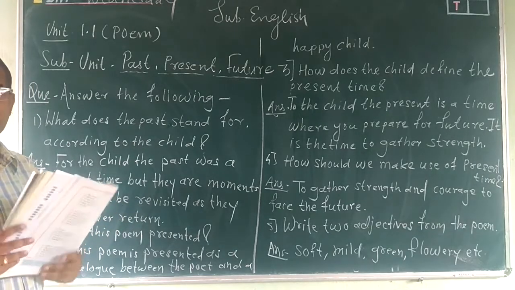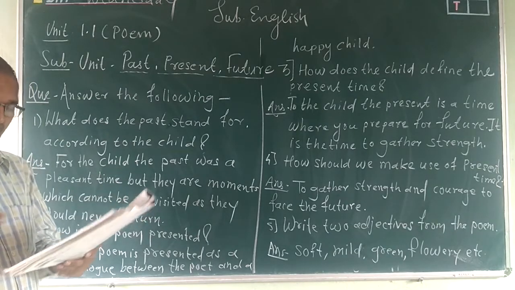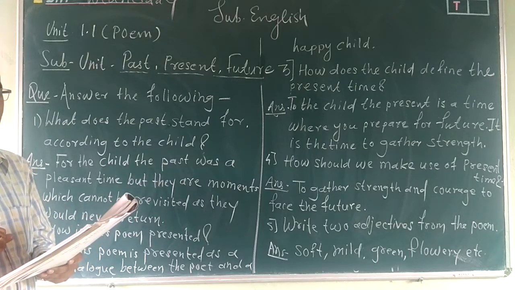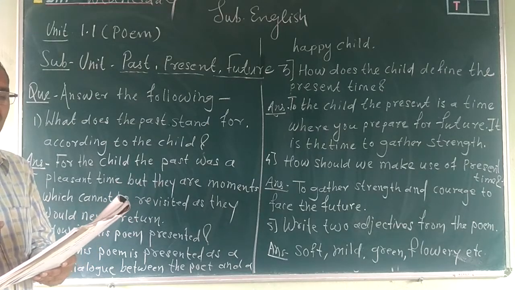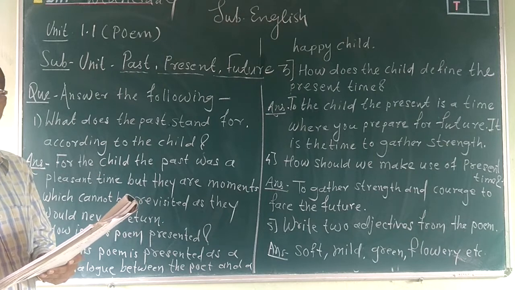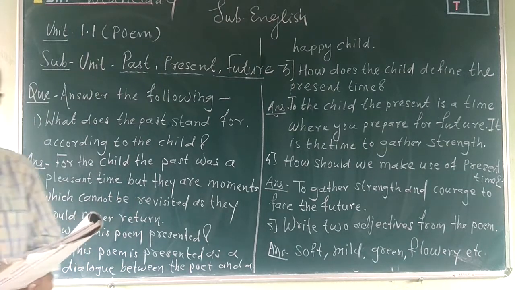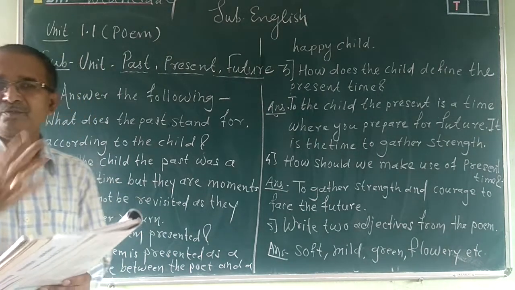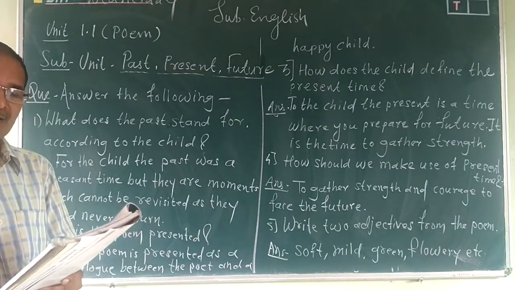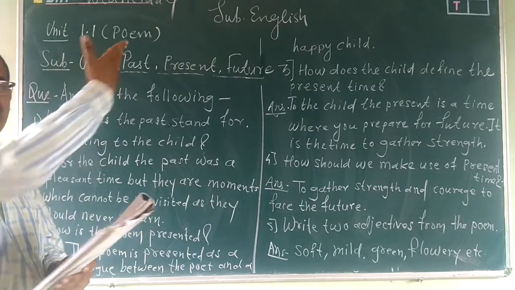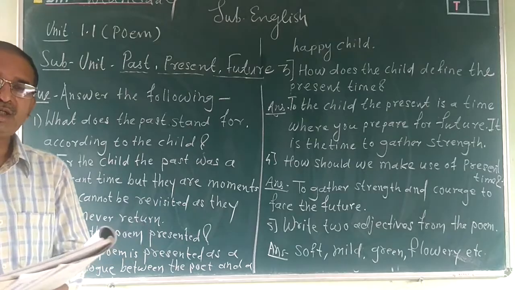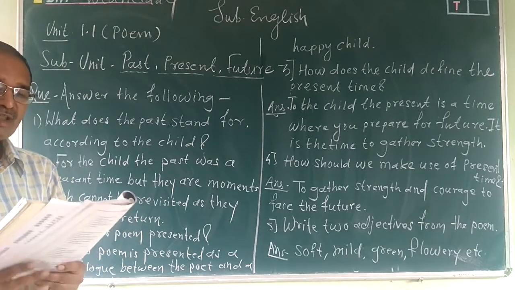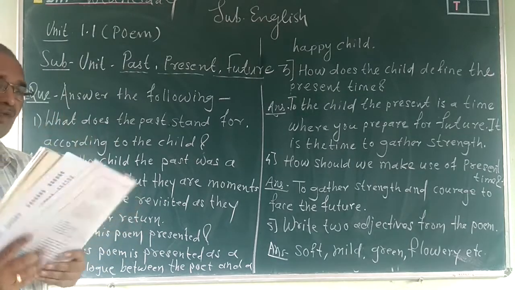So, you just open your book on page number 1. Unit number 1, past, present and future. The name of the poem is past, present, future. Okay, I will read the poem, then I will explain the poem, then we will write the question answers in our notebook. Okay, so listen carefully the poem. I am reading the poem.